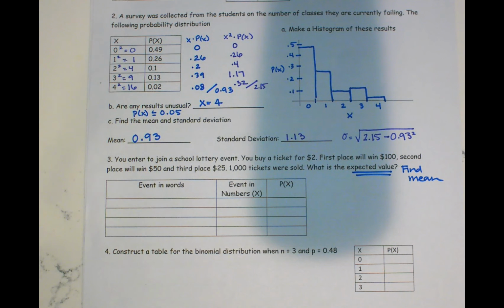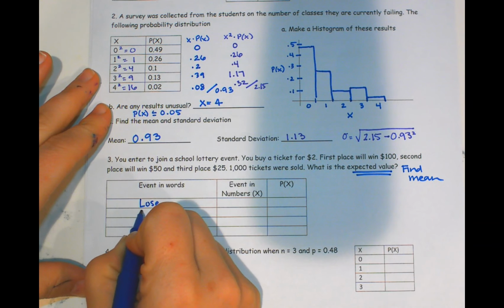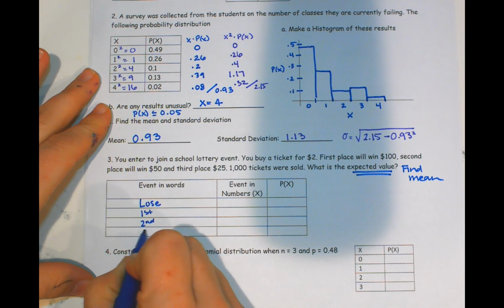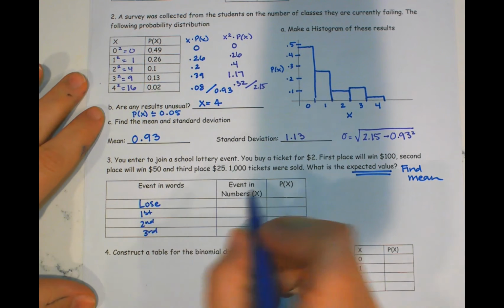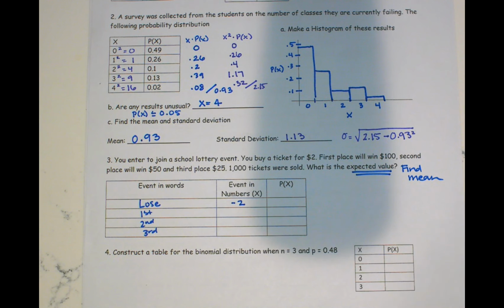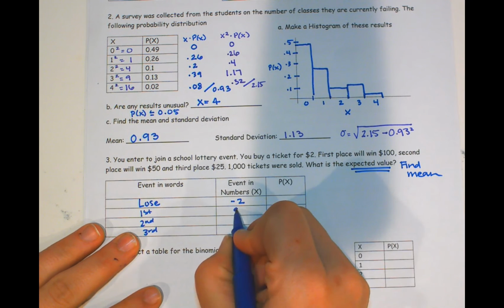1,000 tickets were sold. So the possibilities of this event, you could lose altogether. You could get first place, second place, or third place. Right? Those are the only options here. You win first, second, or third, or you lose. Event in numbers just means what was the cost or what's the number outcome here. So if you lose, all you do is lose the $2 you lost from that ticket. If you win first place, you don't necessarily win $100 because you put $2 in. So you win $98, right?